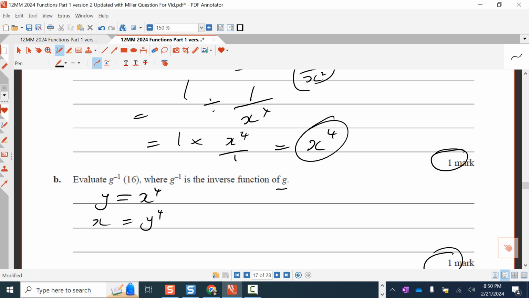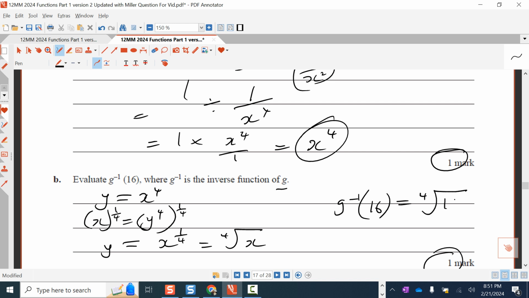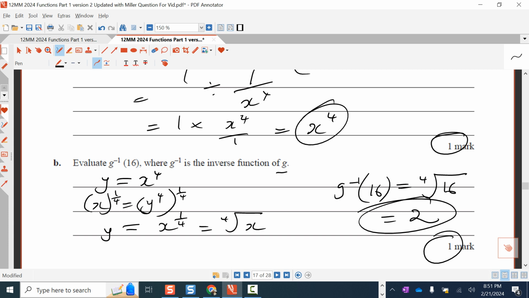to the 4. Now I'm going to 4th root both sides, or raise it to the quarter. Gives me y equals x to the quarter, which is the 4th root of x. Right, so now g negative 1 of 16 is the 4th root of 16, and the 4th root of 16, the number when multiplied by itself 4 times, is 2. All right, so there's our answer there.